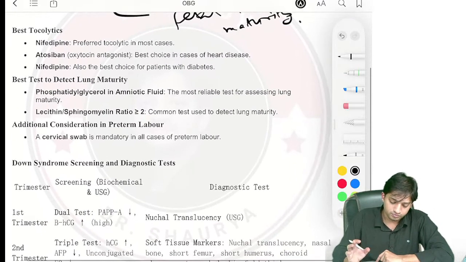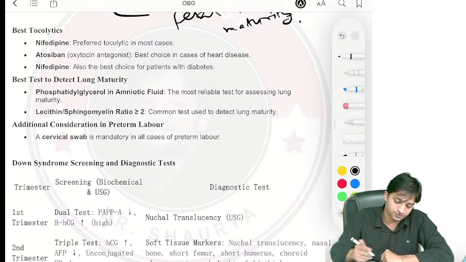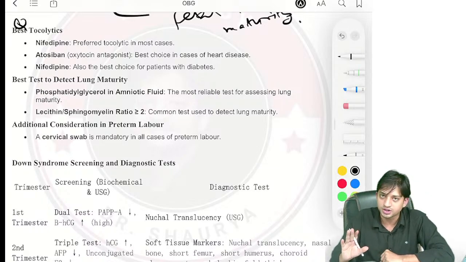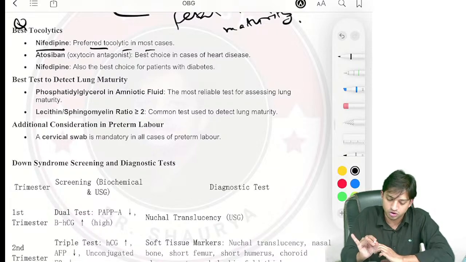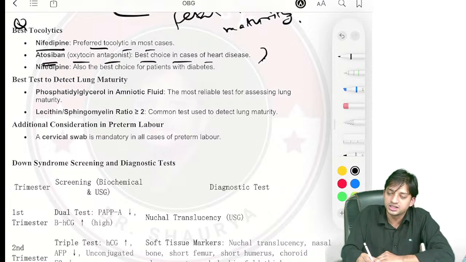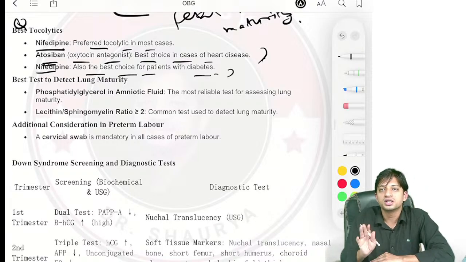Now, they will ask you about the tocolytics, pharma and gynae integration. They have also asked you tocolytics. Nifedipine, it is the preferred tocolytic in most of the cases, right? Atosiban, it is an oxytocin antagonist. Now, best choice in case of heart disease, nifedipine. Also the best choice for a patient with diabetes.